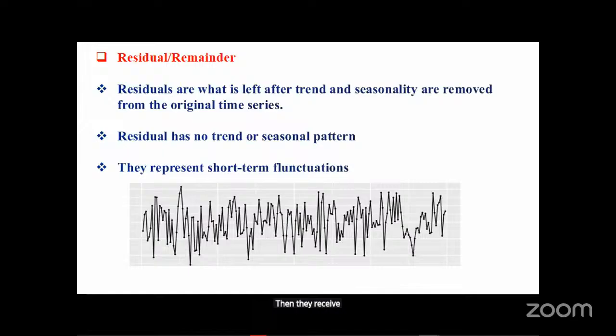Then what we call residual or remainder. The remainder, or residue, is what is left after trend and seasonality are removed from the original time series. So residuals have no trend or seasonal pattern, so they represent short-term fluctuation. This is a typical example of that.